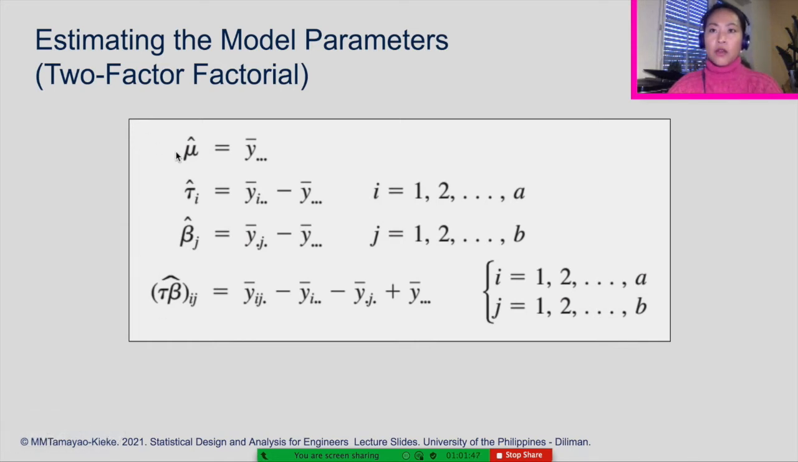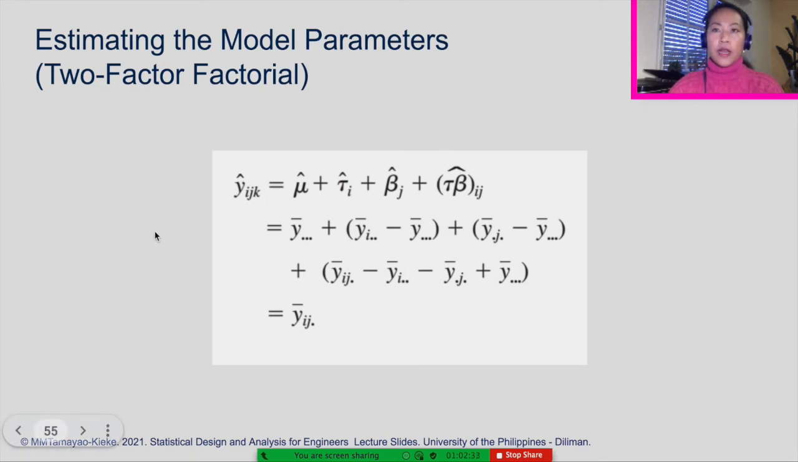For mu hat, this is equal to the grand average. The fitted tau i, or tau i hat, is equal to the row average minus the grand average. For beta j hat, or the fitted betas, this is equal to the column average minus the grand average. And then for the interaction parameters, tau beta ij hat, this is equal to the cell average minus the row average minus the column average plus the grand average.